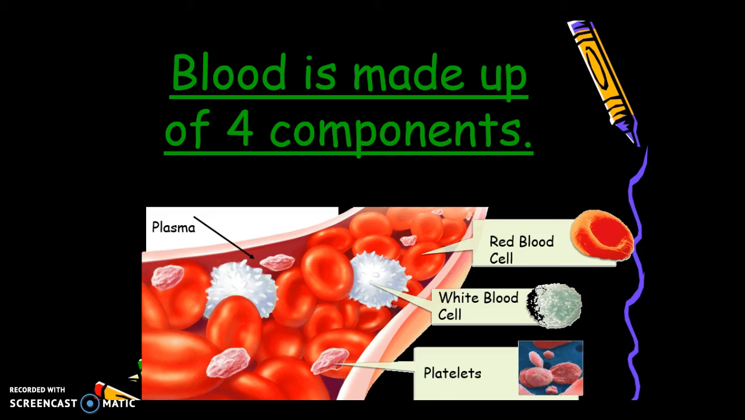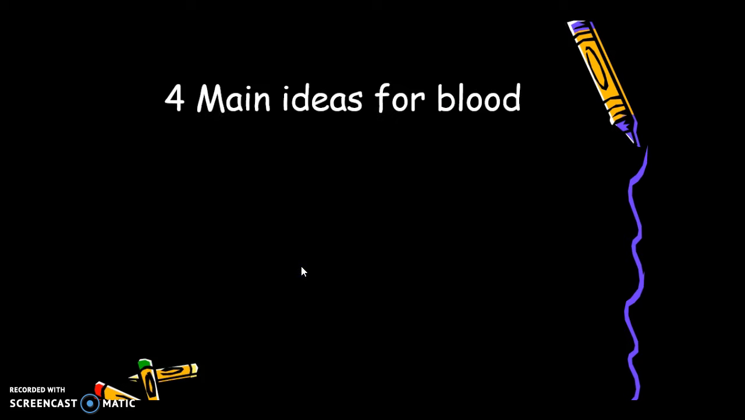So when you cut yourself and that red stuff comes out, this is all the stuff coming out. It's red because look at what you have most of, red blood cells. And of course we don't see these individually because they're too small. You also have white blood cells. They're bigger but fewer of them. And then you have these little guys that look like raisins, platelets. And of course what makes it runny is the plasma. So here we go. The 4 main ideas for blood.